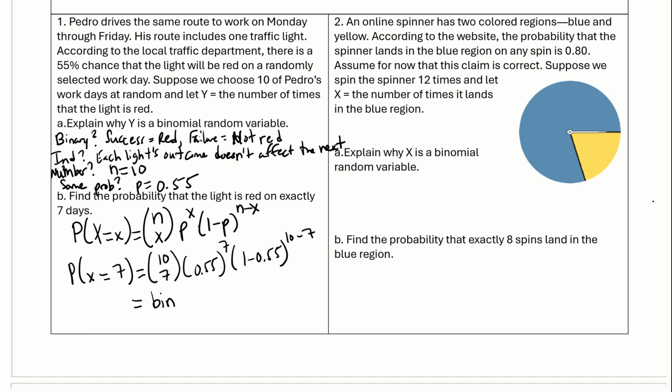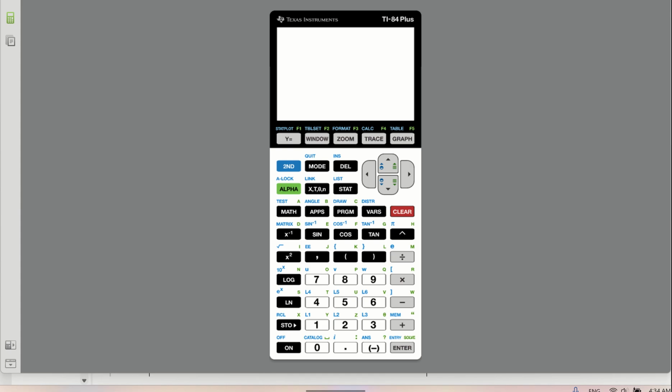Okay, so we've got the binomial PDF function of the number of trials, n equals 10, the probability of success, which is 0.55, and the x value of 7. Okay, and then we can do that and get an answer.